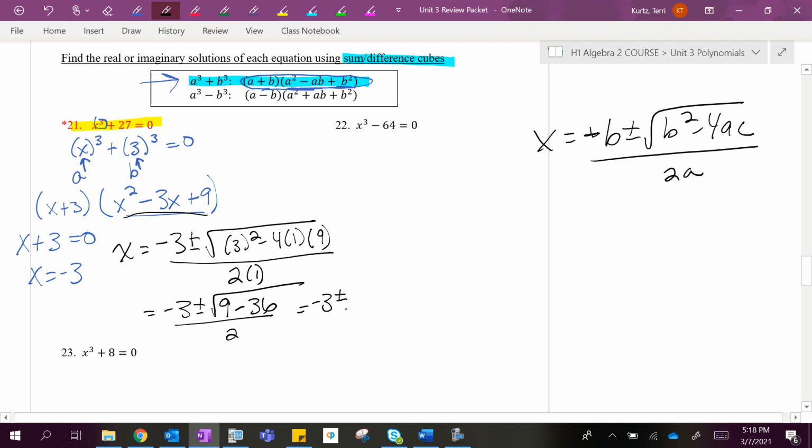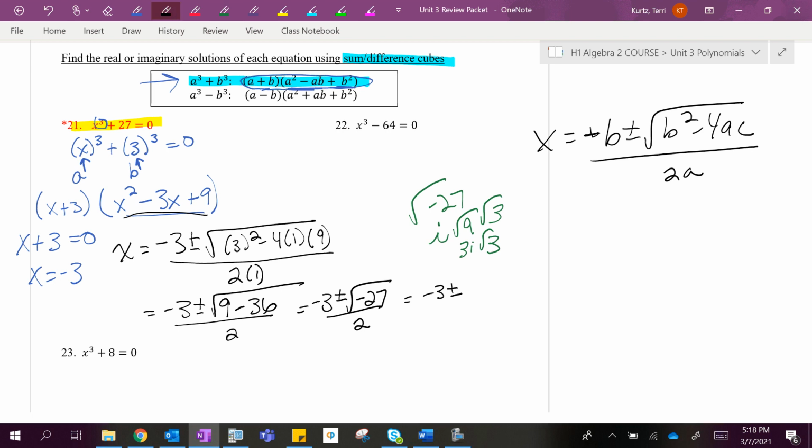Negative 3 plus or minus radical negative 27 over 2. Negative 3 plus or minus, again, remember I bring out that negative 27. I bring an i out, and I get radical 9, radical 3. So I get 3i radical 3. So I get negative 3 plus or minus 3i radical 3 over 2.